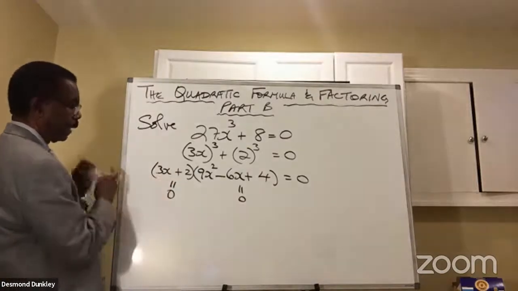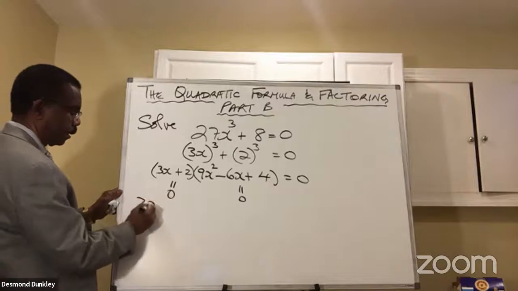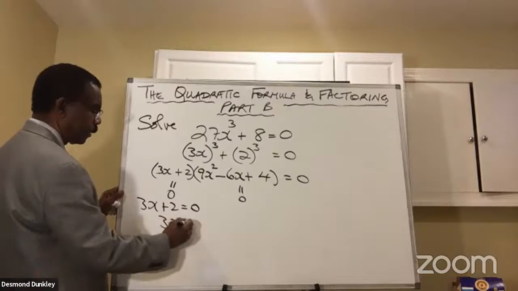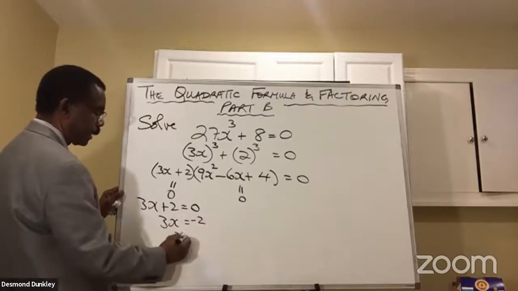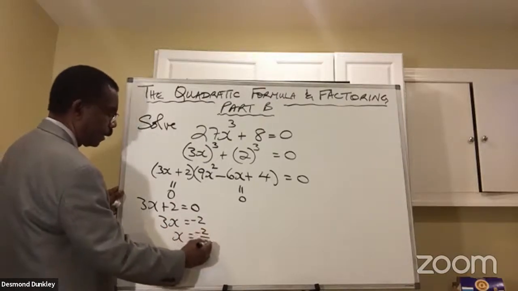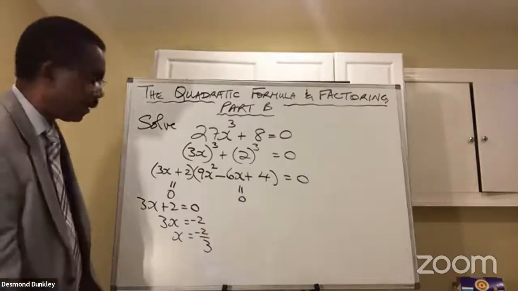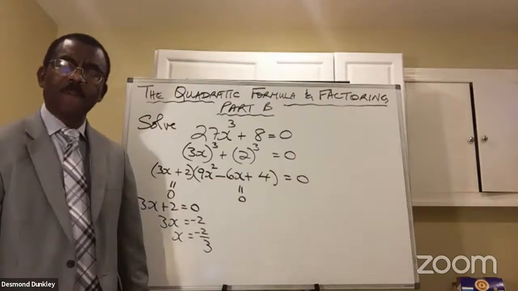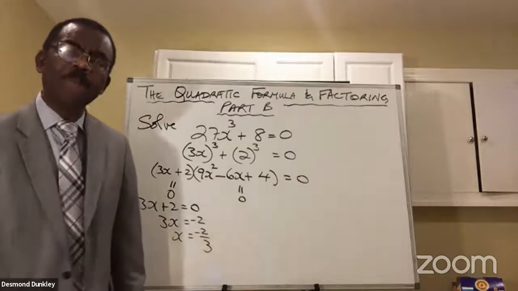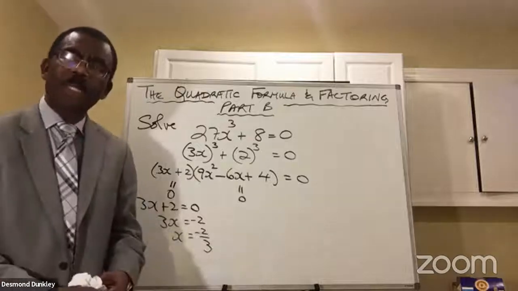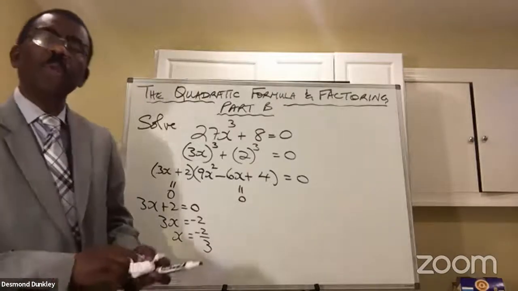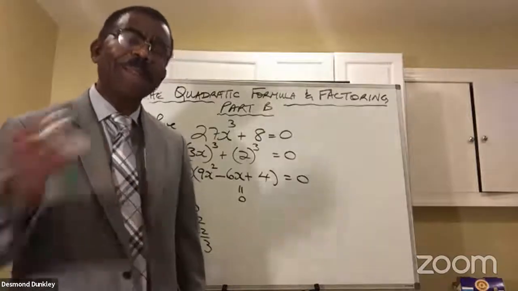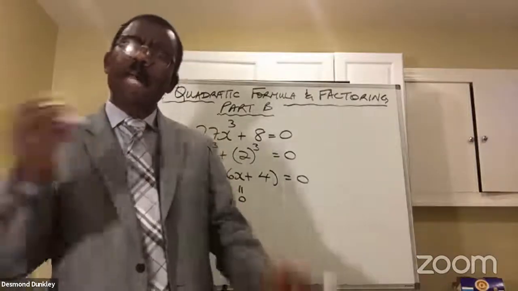From this, I'm getting 3x plus 2 equal to 0. So 3x equal to negative 2, x equal to negative 2 over 3. So you have one answer, and then over here, quadratic formula gives you the second answer. And I've already done the quadratic formula for you today, so we don't need to go over that now. I'm going to introduce you to the work we're going to do completing the square, and then next time we meet, I will follow through.